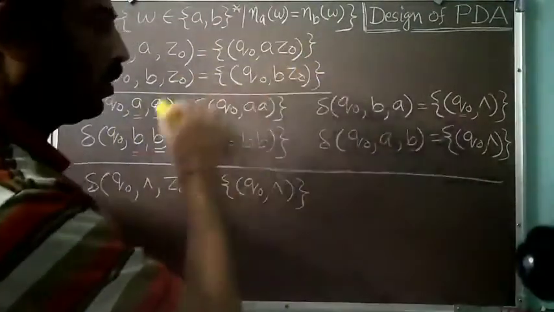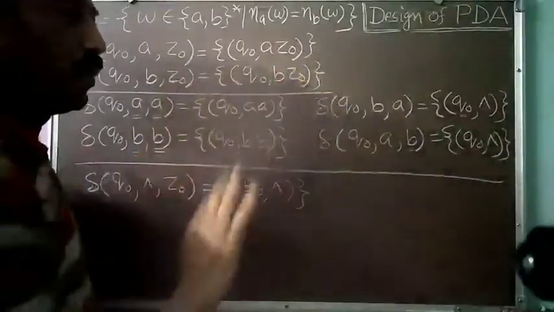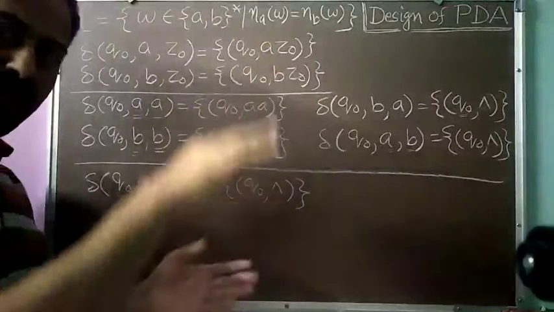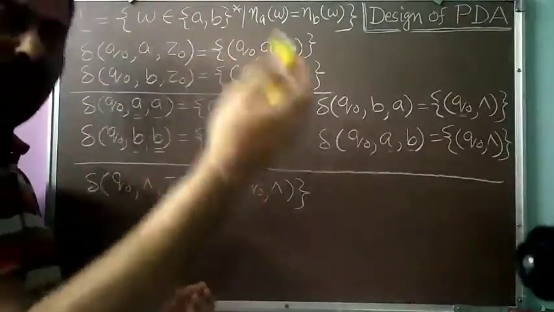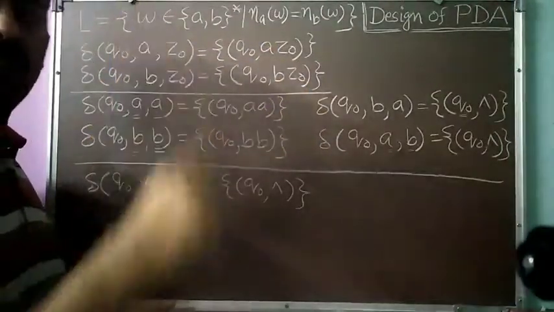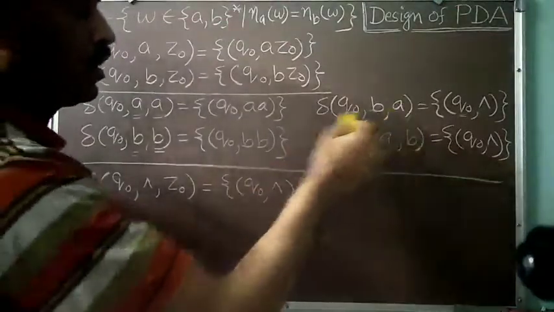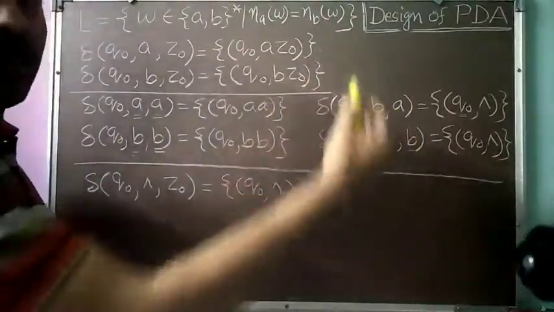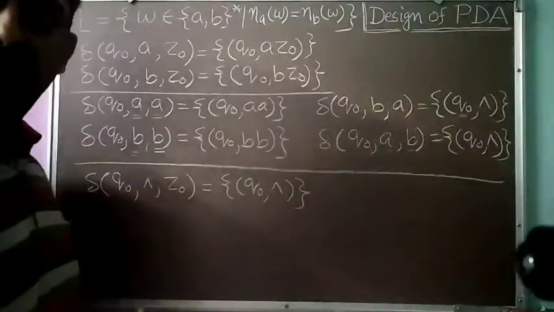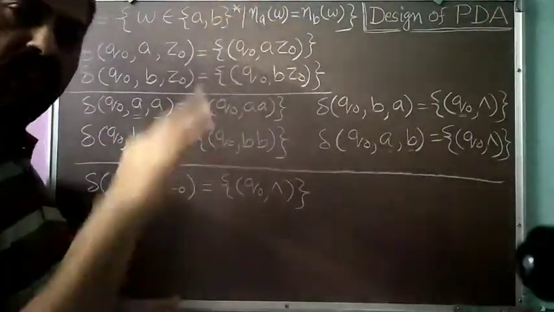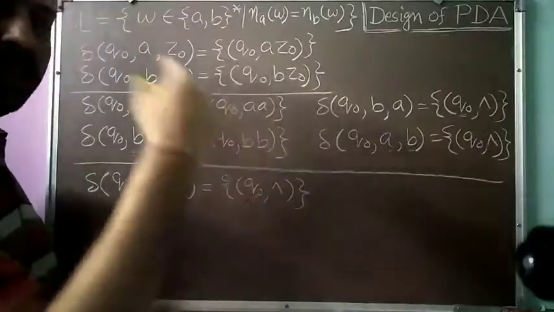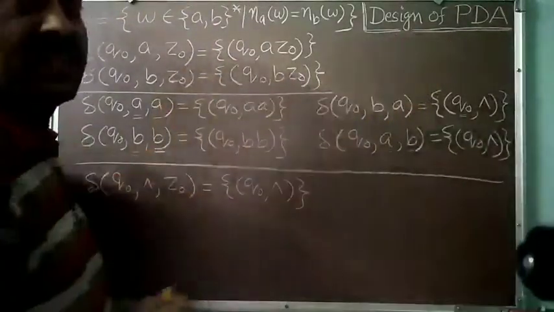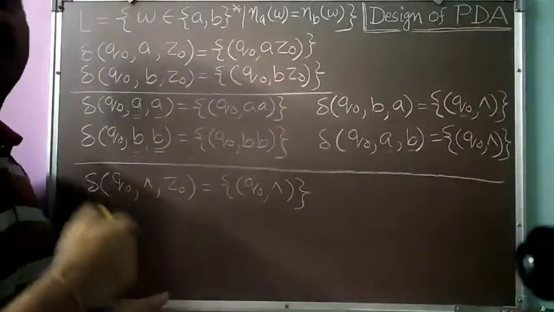And after processing the whole string, suppose ultimately our push down store becomes empty, not empty, but there will be Z0 on the top of the push down store, because we are always removing either A or B from the top of the push down store. Never are we removing the Z0. So Z0 will always be there. So if only Z0 is present on the top of the push down store and our whole string has been processed, this is the signal of success.